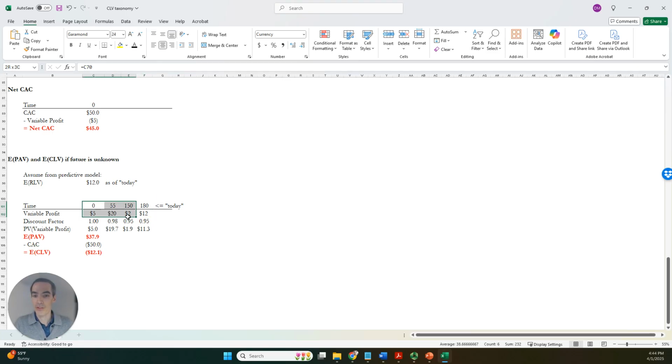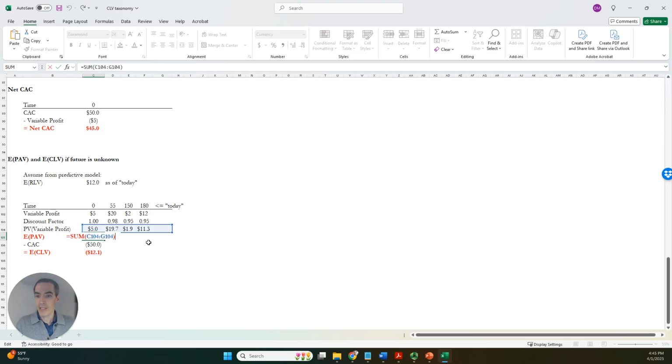So I have all the purchases that happened in the past. I've got the purchase that happens today, quote unquote, but it's really essentially the net present value of the future. I then apply my same discount factors that I did before. Sum them up, that gets me EPAV. Subtract off CAC, that gets me E of CLV. So that's it. Those are all the calculations.